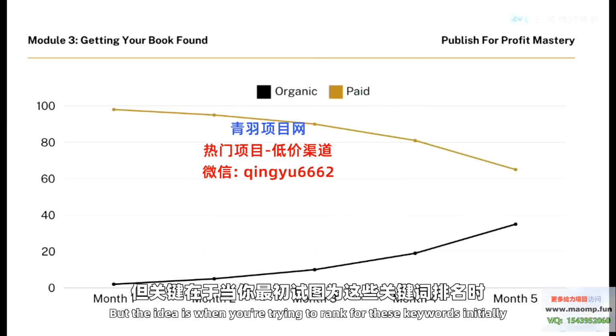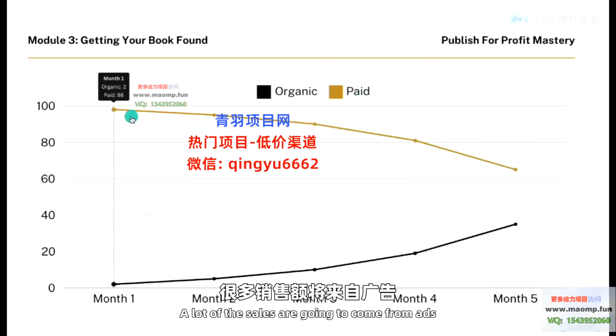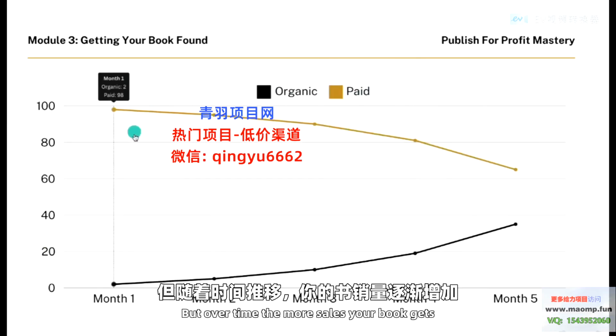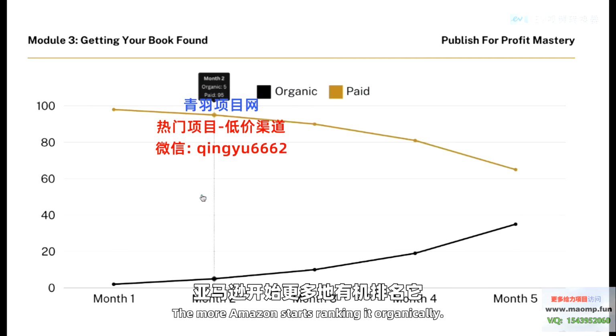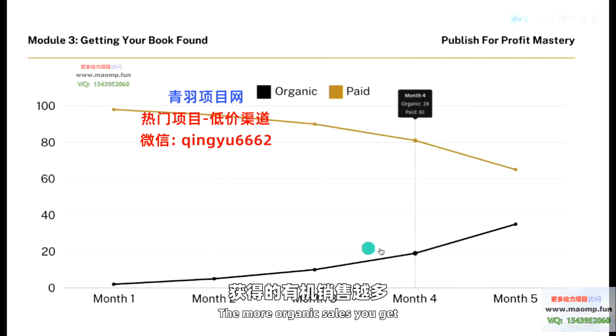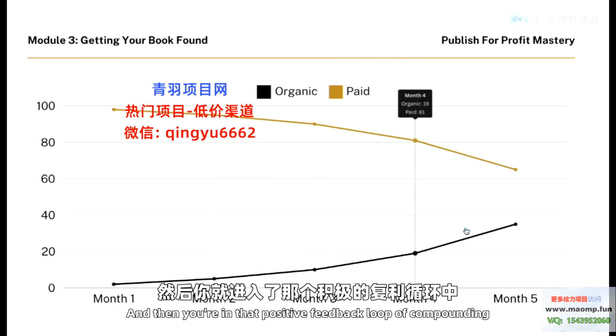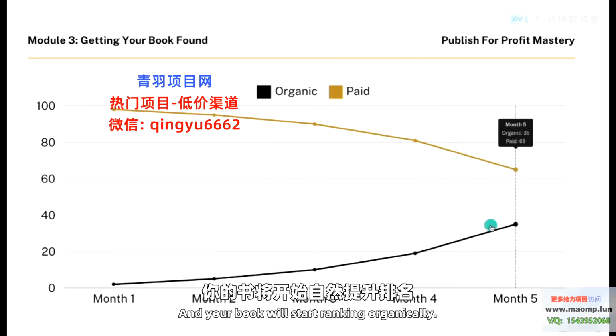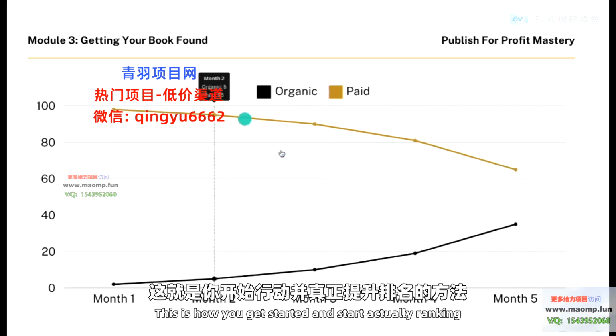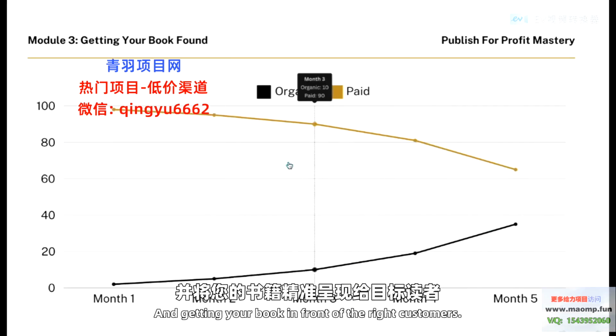But the idea is when you're trying to rank for these keywords, initially a lot of the sales are going to come from ads, but over time, the more sales your book gets, the more Amazon starts ranking it organically, the more organic sales you get, and then you're in that positive feedback loop of compounding and your book will start ranking organically. This is how you get started and start actually ranking and getting your book in front of the right customers.